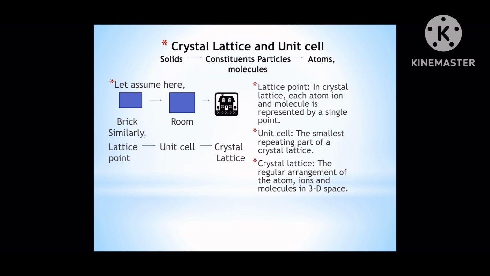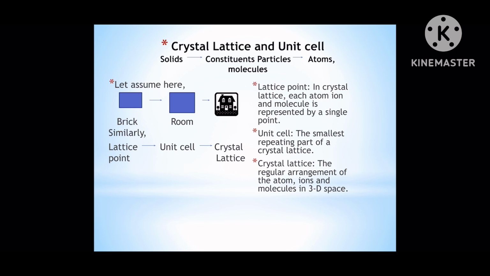Many bricks are combined to form a room, whereas many rooms are combined to form a building. Similarly, many lattice points are combined to form a unit cell, and many unit cells are combined to form a crystal lattice. Bricks correlate with lattice points, a room correlates with a unit cell, and the whole building correlates with the crystal lattice. We can easily understand it by this example.